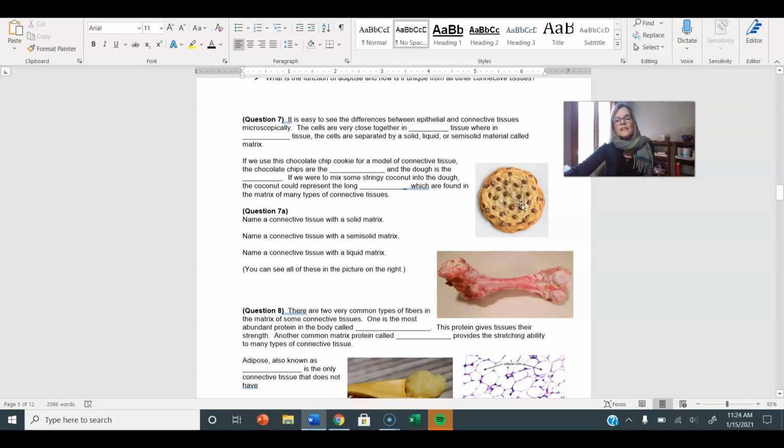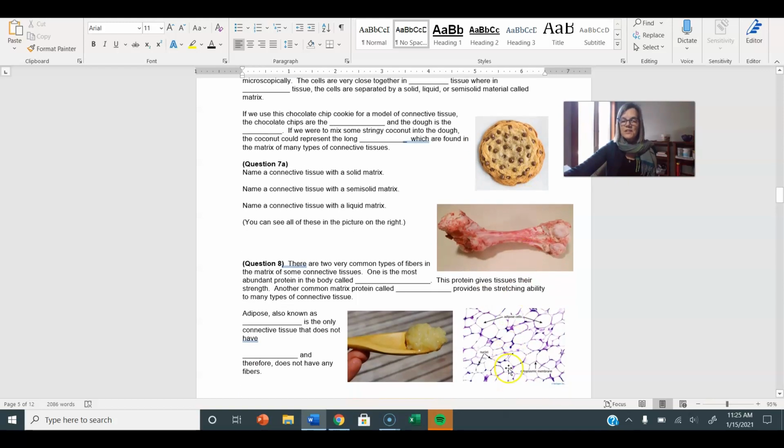And then finally, a liquid connective tissue would be something like blood. We're going to be talking more this semester about blood cells. Again, the chocolate chips would be the blood cells, and the dough of the cookie would be the liquid matrix, which in the case of blood is called plasma. So connective tissues have this kind of unique structure.